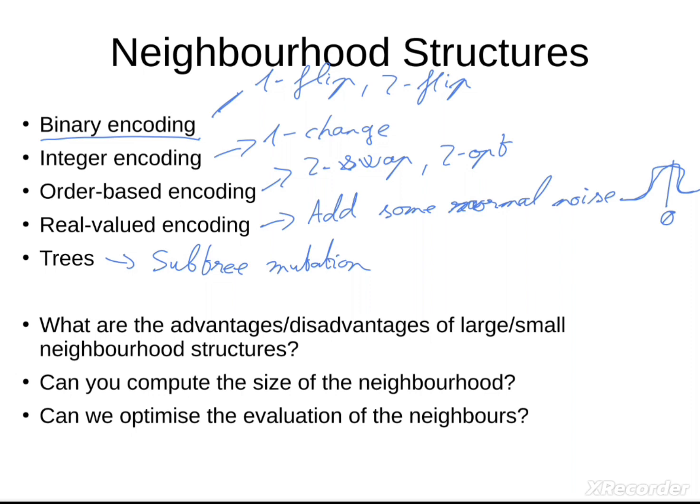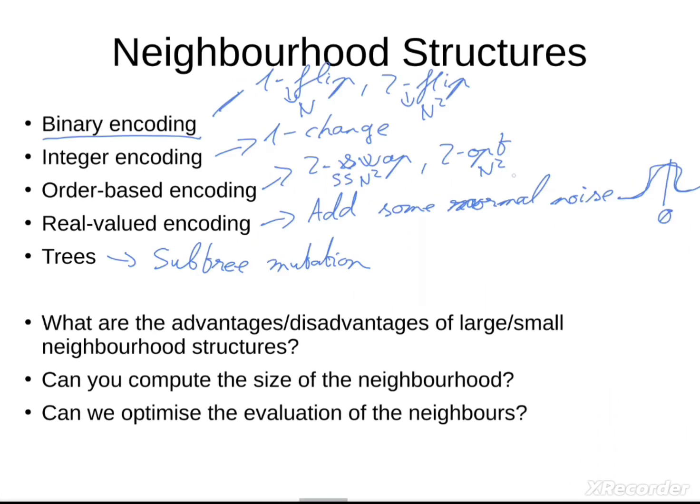For instance, one flip produces neighborhoods with n neighbors, as many as variables in the solutions, and two flips produces, well, not this much, but around n squared neighbors, and so on. In the case of swap, it is similar. This is similar to n squared, the same here, n squared. And if we consider more swappings, then this function increases.